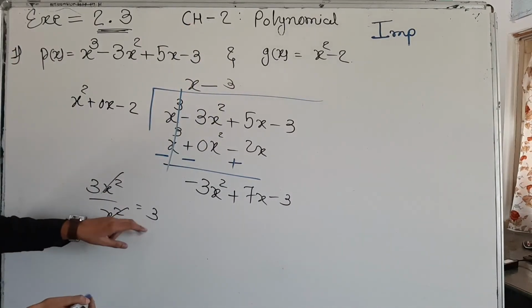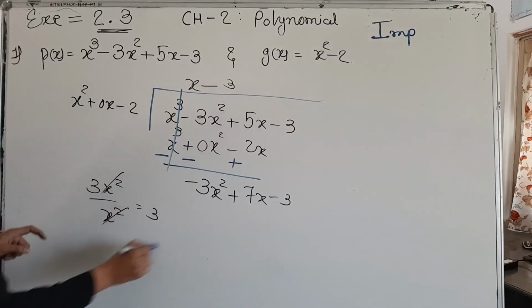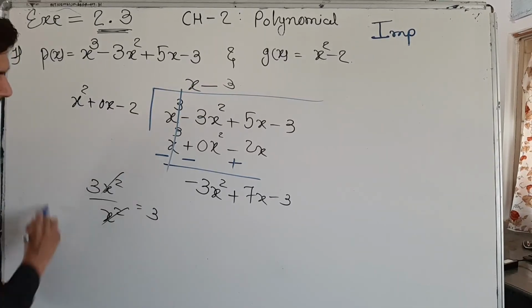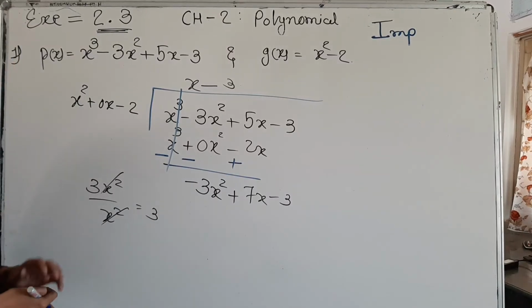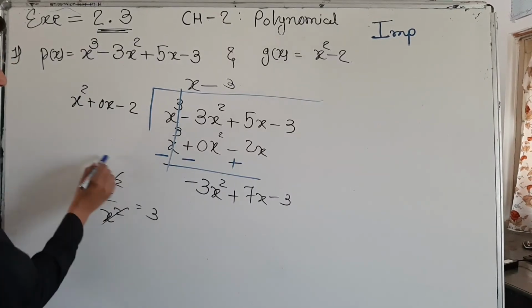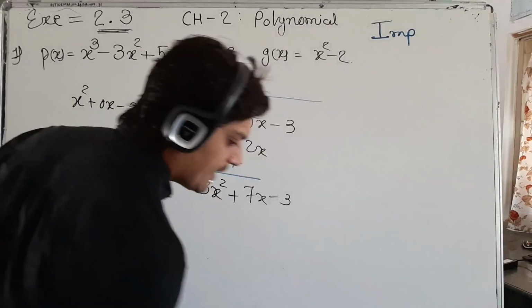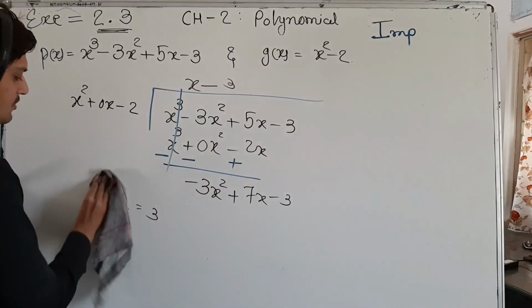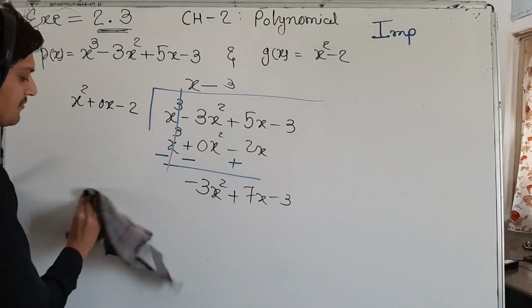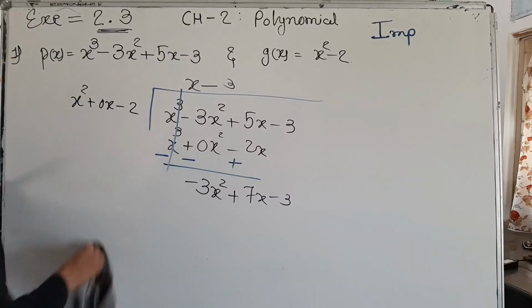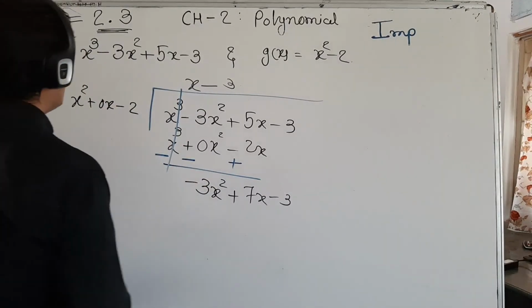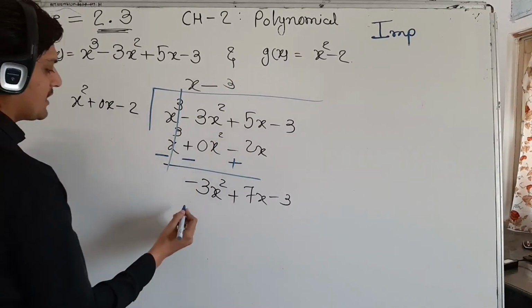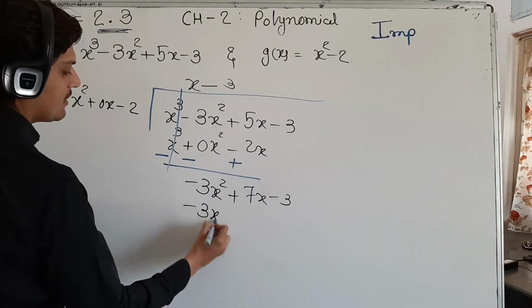This 3 you have to write here, and this full calculation you have to do in some margin, otherwise on some different page. This calculation you don't have to show in the exam or in any test. You people don't have to show this rough calculation. So now let me multiply minus 3 into x square, so minus 3x square.